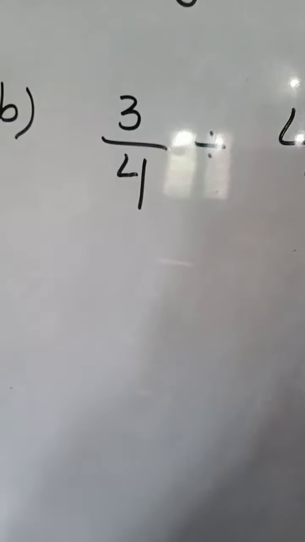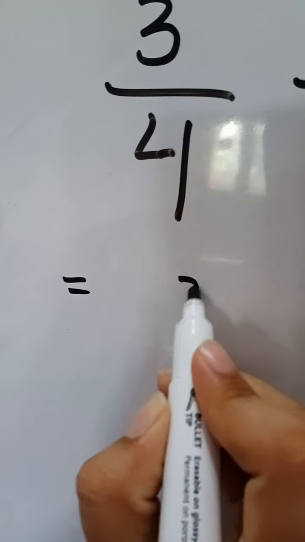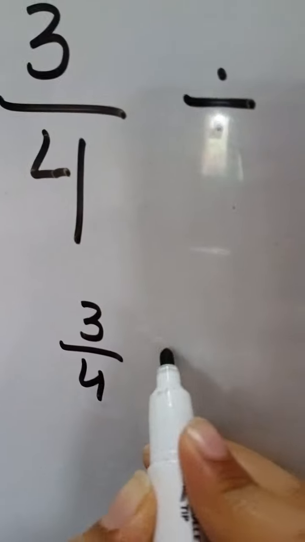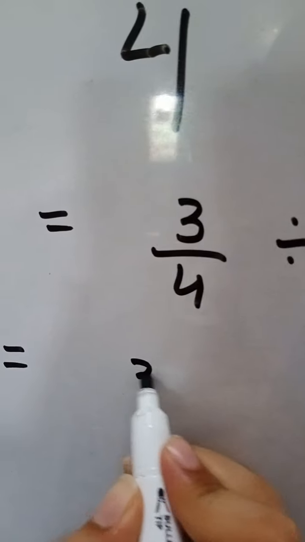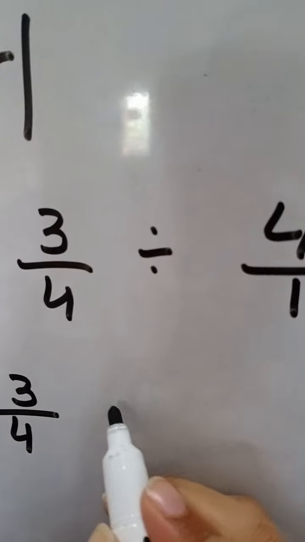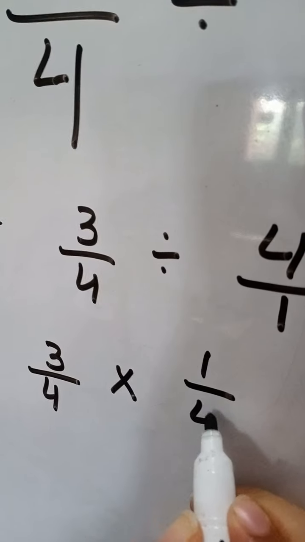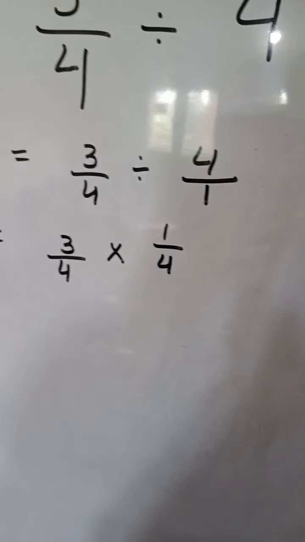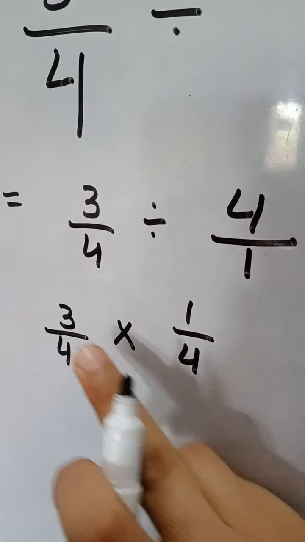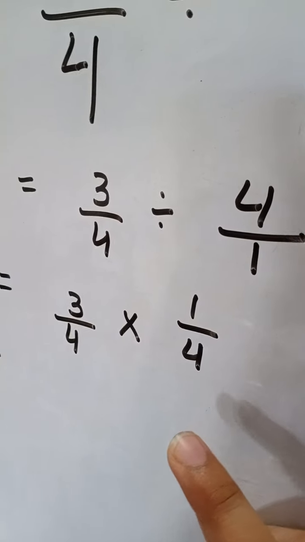Similarly, in part B, a fraction is being divided by a whole number. What is the step? 3 by 4 divided by the whole number 4, which will be written in the form of a fraction as 4 by 1. And in the next step, the division sign will change into multiplication and 4 by 1 will be reciprocal and it will become 1 by 4. Now you will check whether simplification is possible or not. You can see in the numerator and the denominator, no more simplification on the same table.